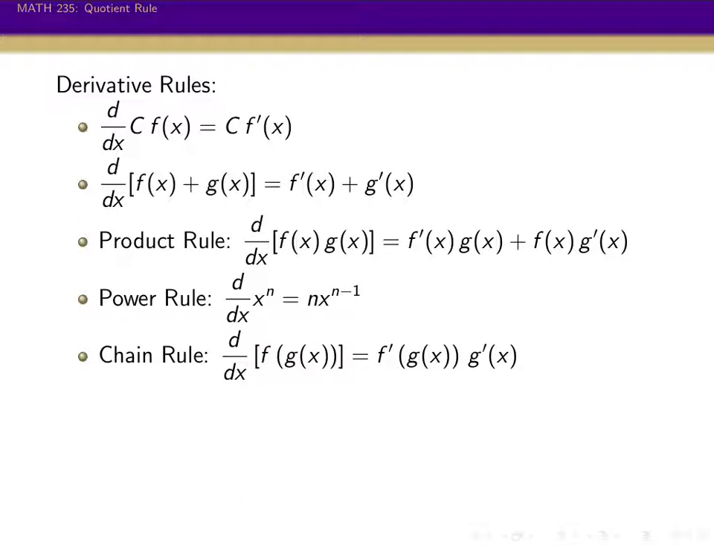And then lastly, we saw the chain rule, which is what happens when you're taking the derivative of a composition of functions. If you have g of x inside of f of x, so g of x is our inside function, f of x is our outside function, when we take the derivative of that, it's going to be the derivative of the outside with the inside function plugged in, and then multiplied by the derivative of the inside.